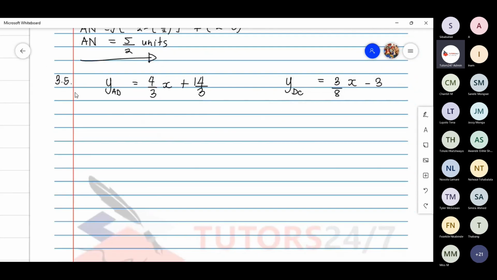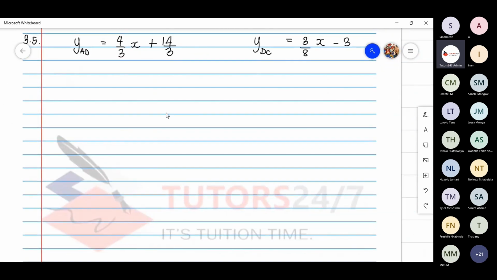Okay. Now, because my point D occupies a space on both AD and DC, we know that the y values and the x values of that point are going to be the same. Therefore, y of AD is equal to y of DC. Now we can substitute those equations in its place. 4 over 3x plus 14 over 3 is equal to 3 over 8x minus 3.